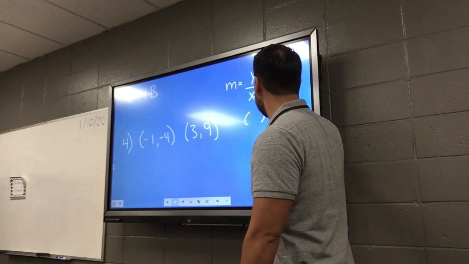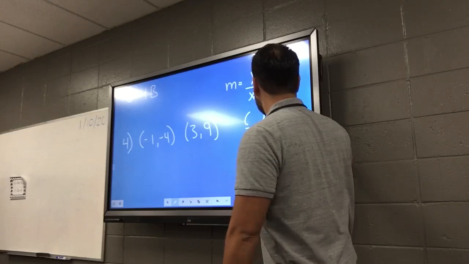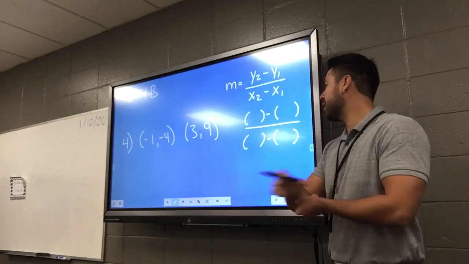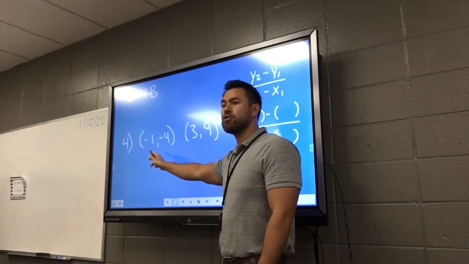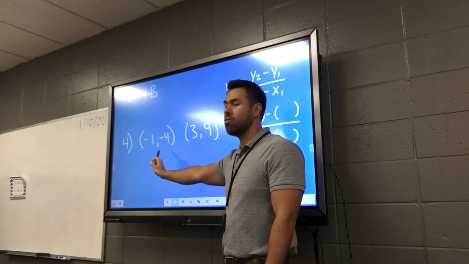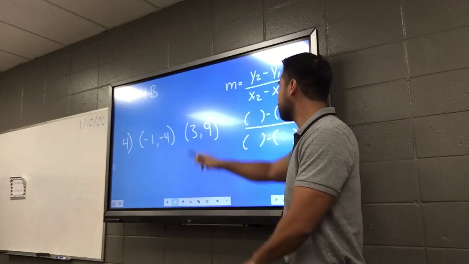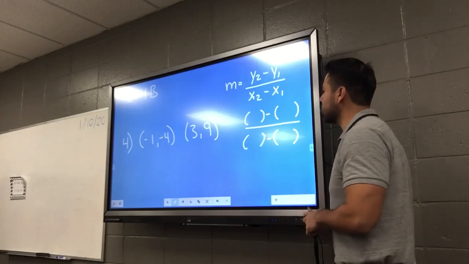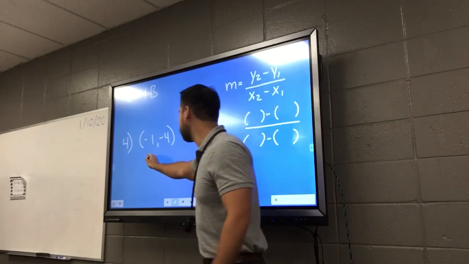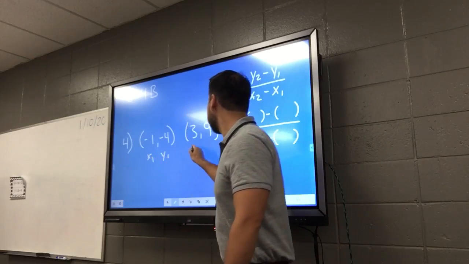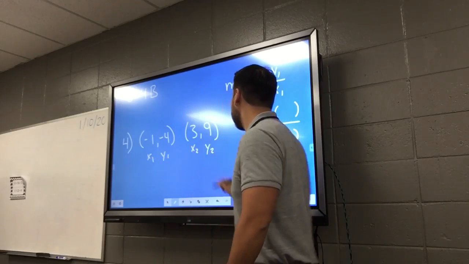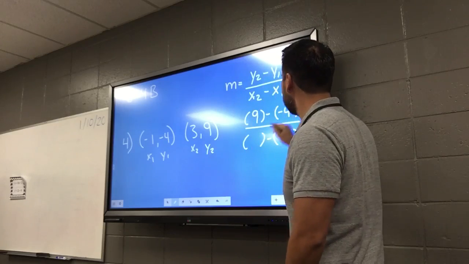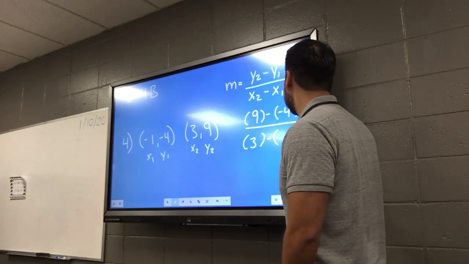So here we'll put our parentheses and put our numbers where they belong. Who picked -1, -4 as your first point? You picked that as your x1, y1. Fine. If you picked 3, 9 as your first point, that's fine as well. But all of us should come out the same answer. I'll just go in order. So this is x1, y1, x2, y2. Okay. So my y2 is 9, y1 is -4, x2 is 3, x1 is -1.